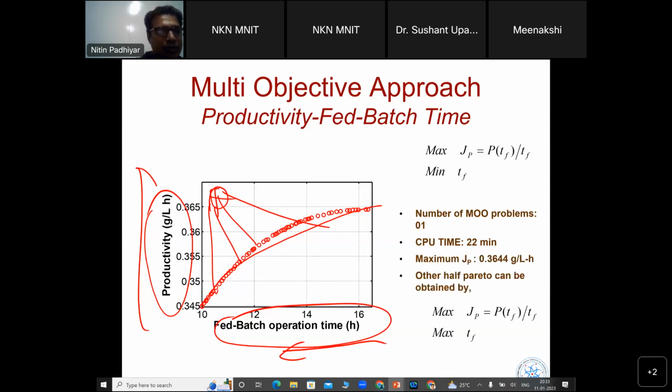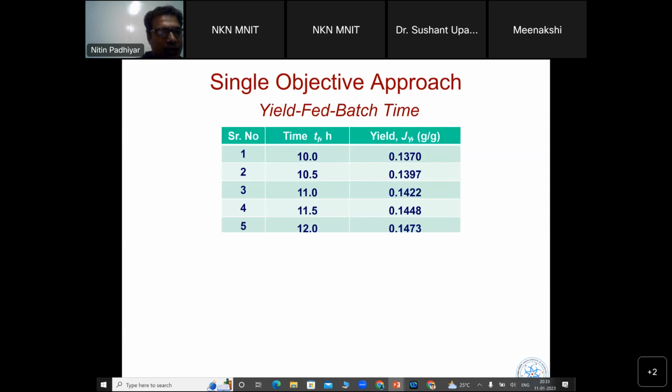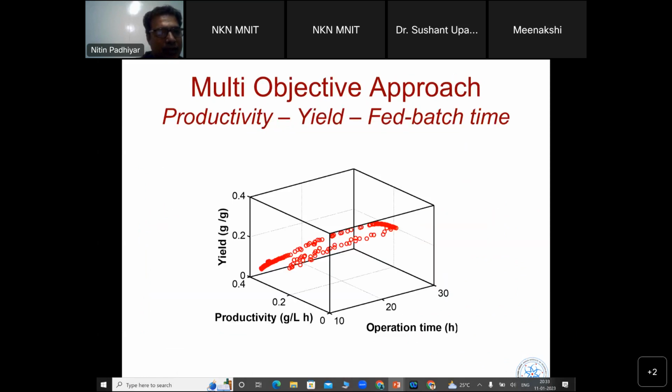I think I'll not go too much into detail. I have solved a couple of other problems as well. And finally, all the three criteria I have considered: maximization of yield, minimization of batch operation time, and maximization of productivity. So the ideal point would be, I guess, somewhere here: maximum, minimum. Here would be the ideal point. So these are all the possible closest solutions from the ideal point, which we obtain by the multi-objective approach.